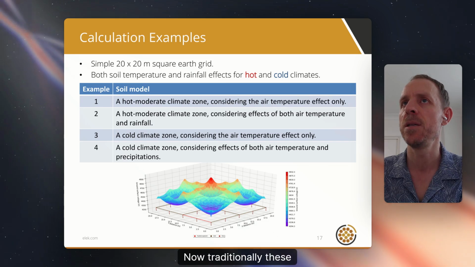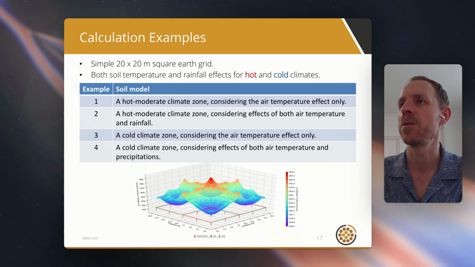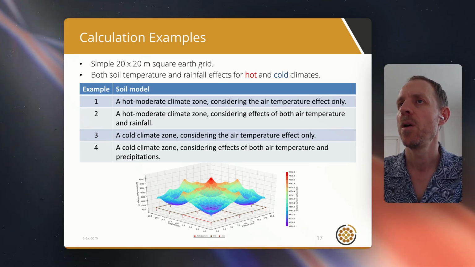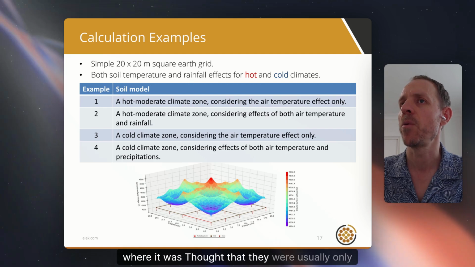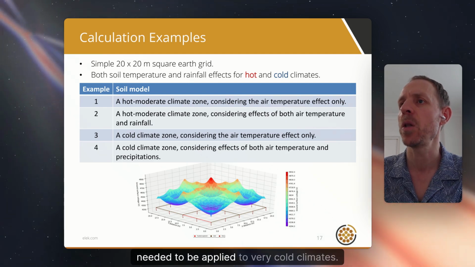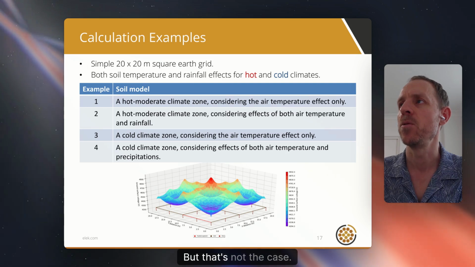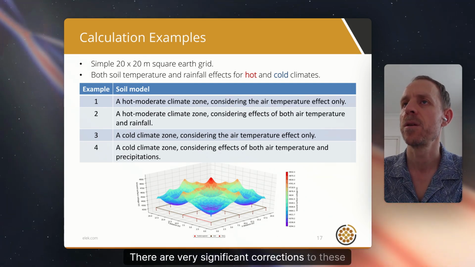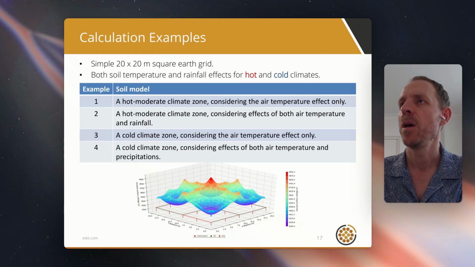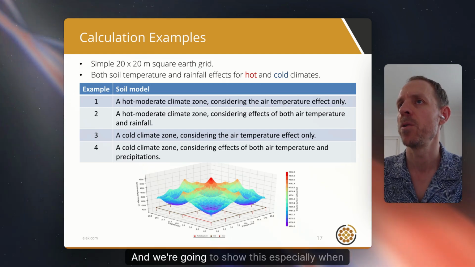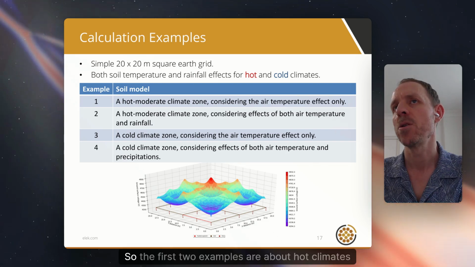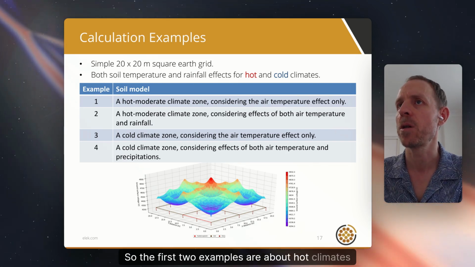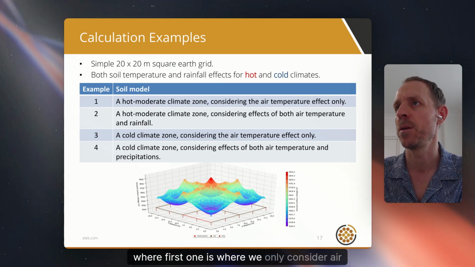Now, traditionally, it was thought that these seasonal corrections of soil resistivity measurements usually only needed to be applied to very cold climates, but that's not the case. There are very significant corrections to these measurements for hot climates too, and we're going to show this, especially when you're considering rainfall.